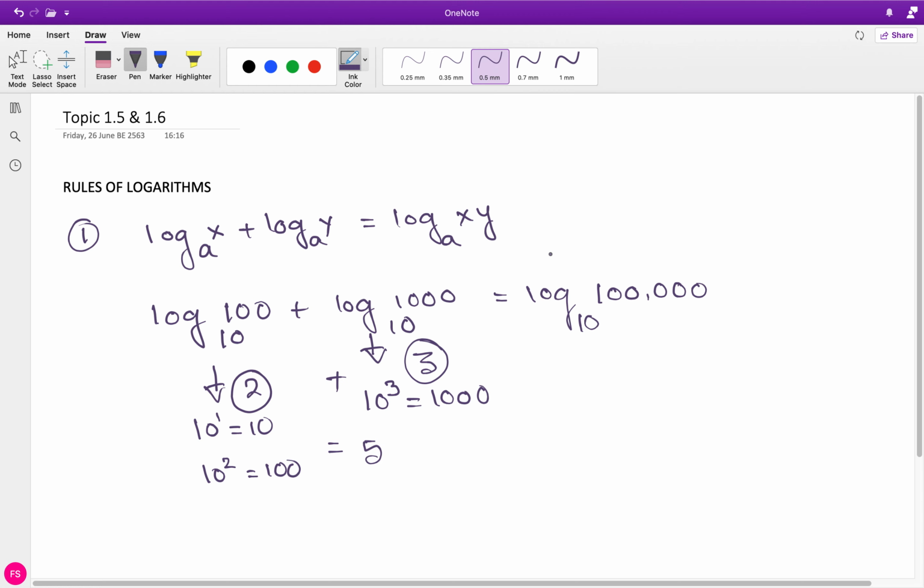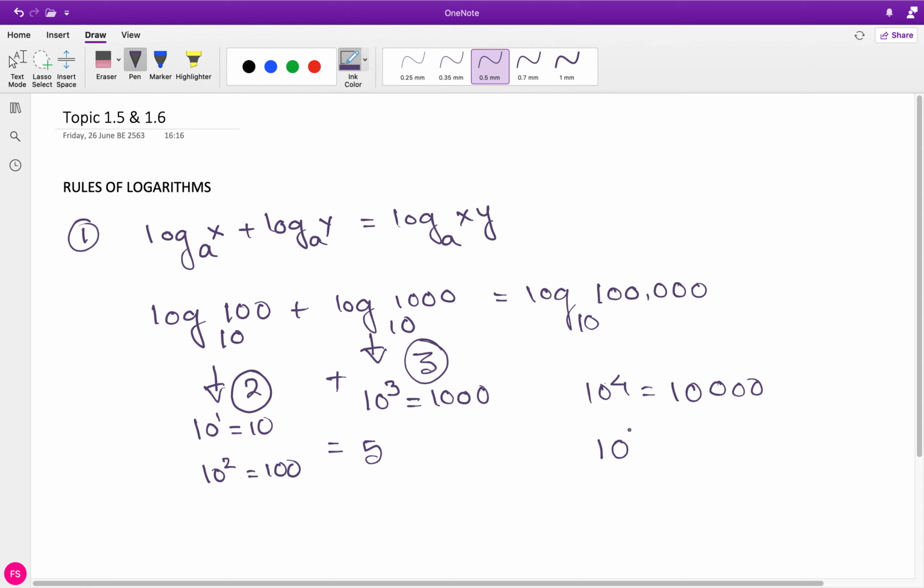Now let's check if this thing equals 5 as well. Then it will prove our formula. Let's look at this. 10 to the power of 3 is 1000. What about 10 to the power of 4? It's 1 then 4 zeros, 10,000, not the same.